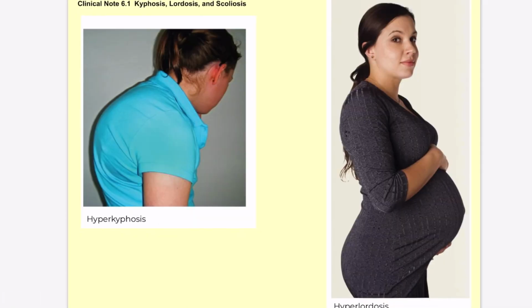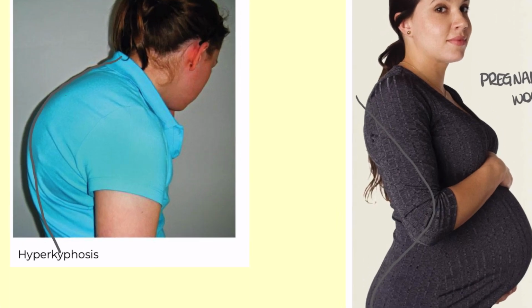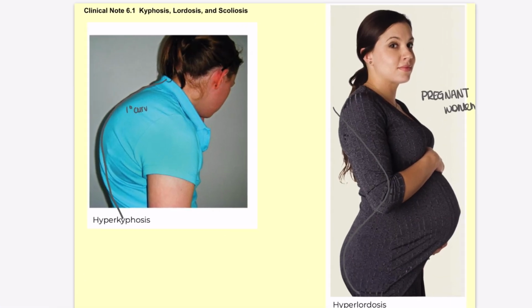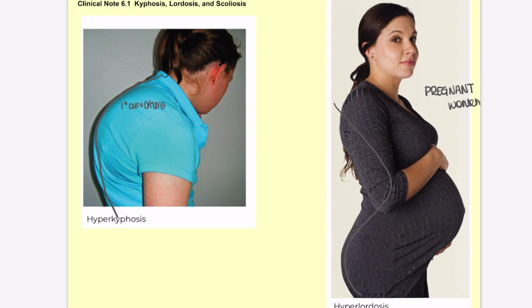They should be on the same plane. And then we have hyperlordosis and hyperkyphosis. Hyperlordosis is that hyper secondary curve, particularly of the lumbar vertebrae. And so you see this in pregnant women. And then hyperkyphosis is that hyper primary curvature, particularly in the thoracic spine. So, if you know, like the Hunchback of Notre Dame, he had hyperkyphosis.